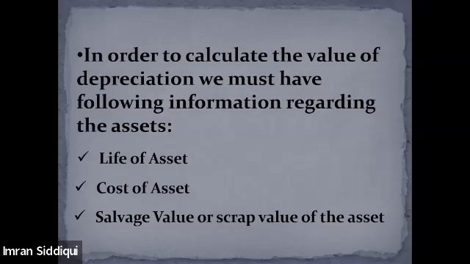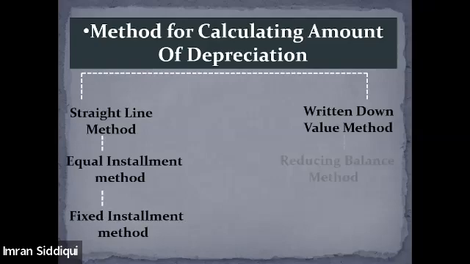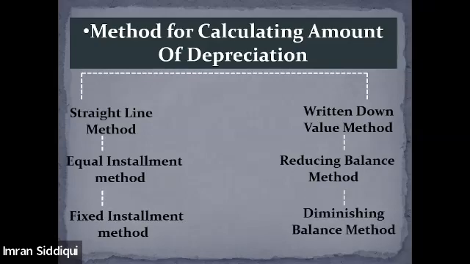Then, when it comes to the calculation of depreciation, I told you that in order to calculate depreciation, we need to have at least three pieces of information. First of all, we should have the information about the life of the asset, cost of asset, and the salvage or the scrap value of the asset. Then we covered two methods of calculating depreciation. One is the SLM method or straight line method, then we have the written down value method. SLM method is also known as fixed installment or the equal installment method, and written down value method or WDV method is also called reducing balance method or diminishing balance method.